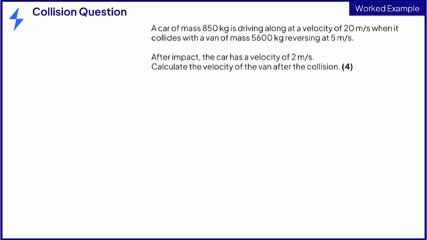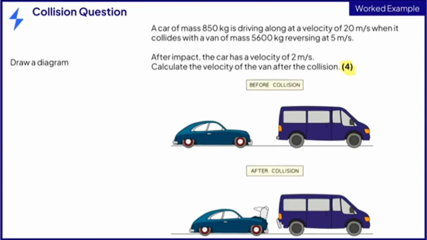In this worked example, calculate the velocity of the van after the collision for 4 marks. First, draw and label a diagram to represent all the information. Let's start with the masses, as this does not change during the collision. We must use different symbols for each mass and velocity so we don't get confused.